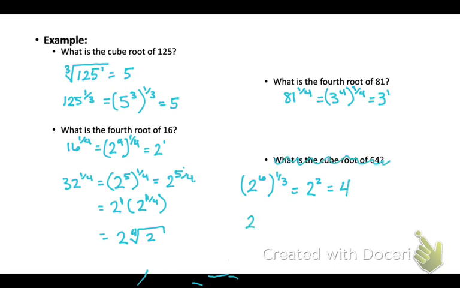Okay, so what if I had 2 to the 6th to the 1/4? So that'd be 2 to the 6/4, yes? Which would be 2 to the what? 3/2. So 2 goes into 3 one time, doesn't it? So it'd be 2 to the 1st times 2 to the, how many are left over? A half. So half means square root, doesn't it? So 2 square root of 2.